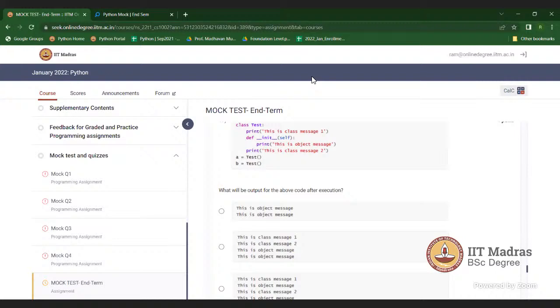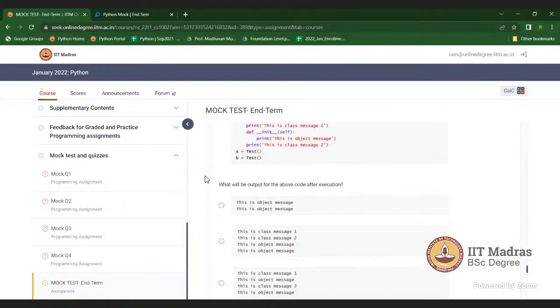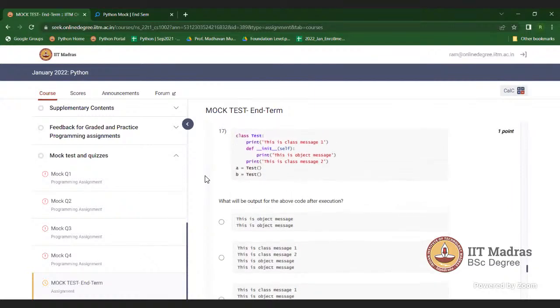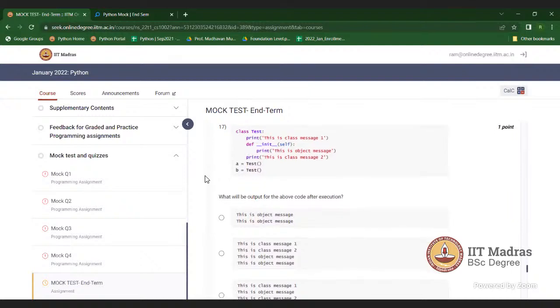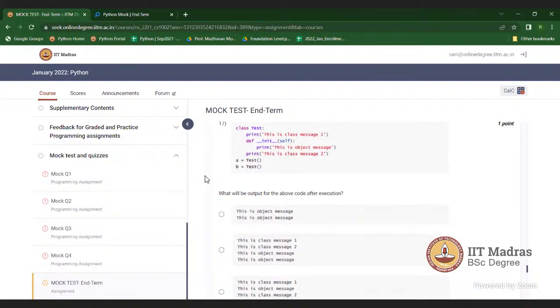Just tell me one thing. In this class test, initially we have written the code, and when we are actually calling a equal to test and b equal to test, that is actually getting executed, right? So when I'm executing a equal to test, it should ideally print class message 1, then class message 2, then go to the constructor and print this is an object message, then come out, go to b equal to test, and repeat those three things, no?